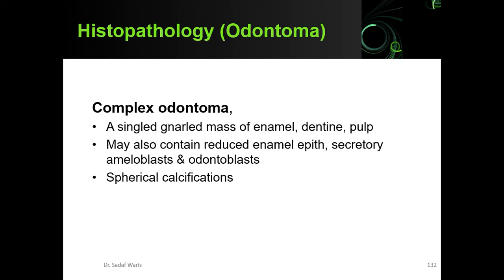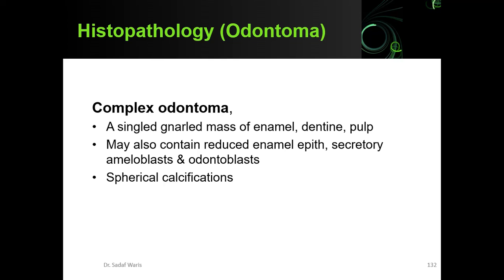On histopathology, odontoma presents as a single conglomerate mass of the enamel, dentine, and pulp in the case of the complex odontoma. In complex odontoma, you cannot identify enamel, dentine, and pulp. They all will be present in the form of a single gnarled mass. All these may also contain some reduced enamel epithelium, secretory ameloblast, and odontoblast.